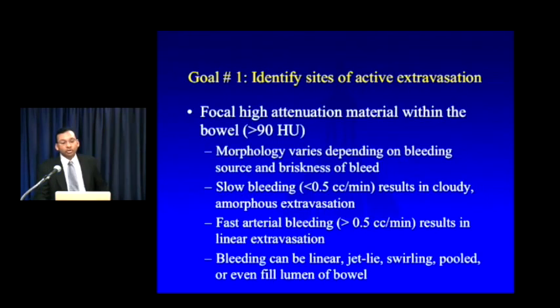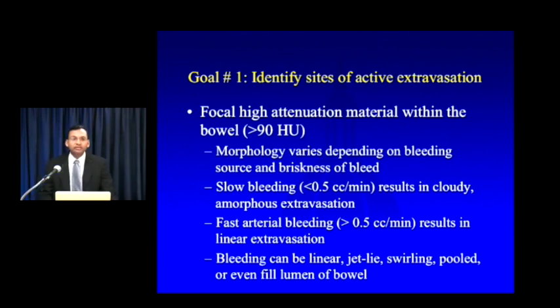So why don't we start with goal number 1, which is probably the fundamental reason why these studies are ordered, and that's to look for active sites of extravasation that might help you guide further treatment. Now, active extravasation in the bowel is going to look just like active extravasation anywhere else. You're looking for focal high attenuation material, typically following the blood pool, usually over 90 Hounsfield units.